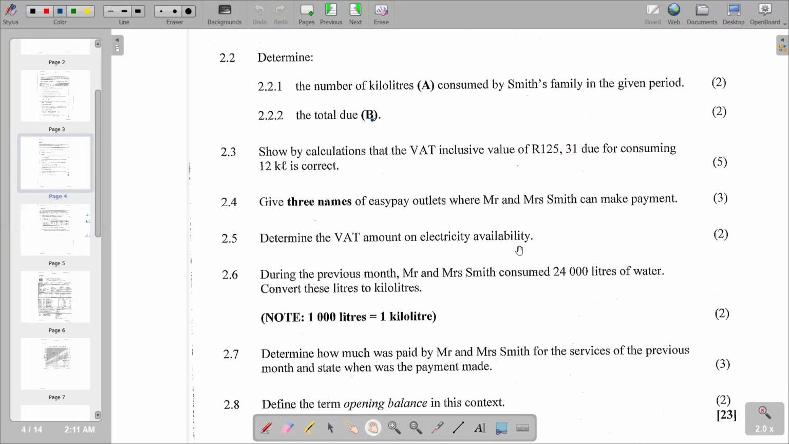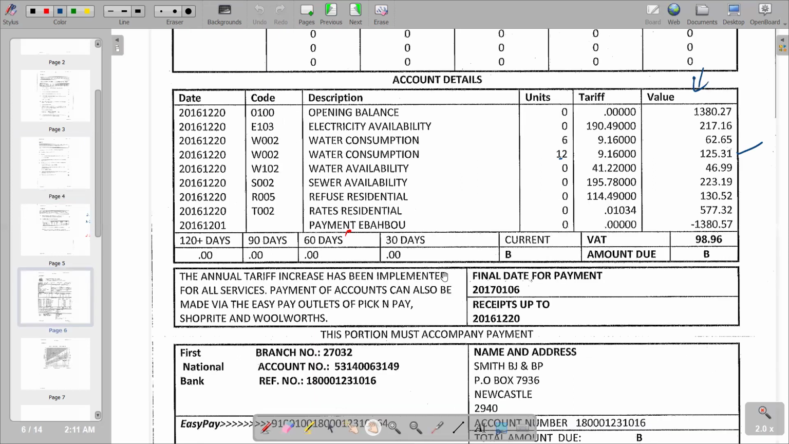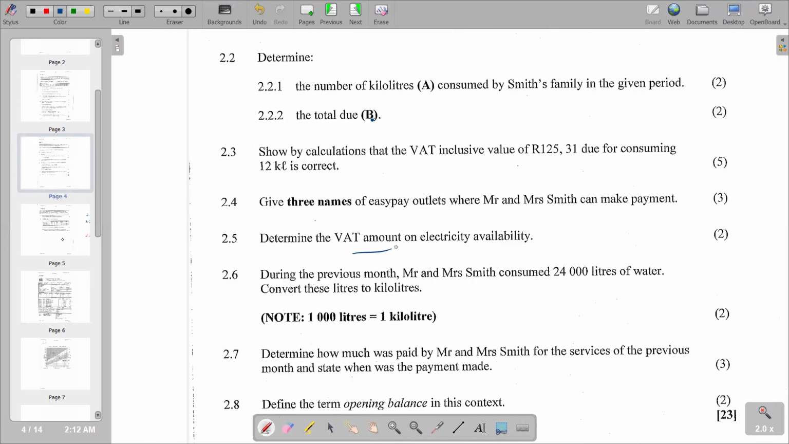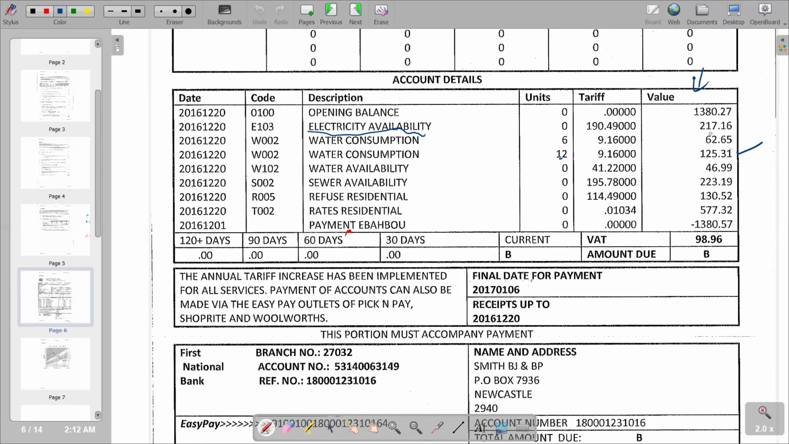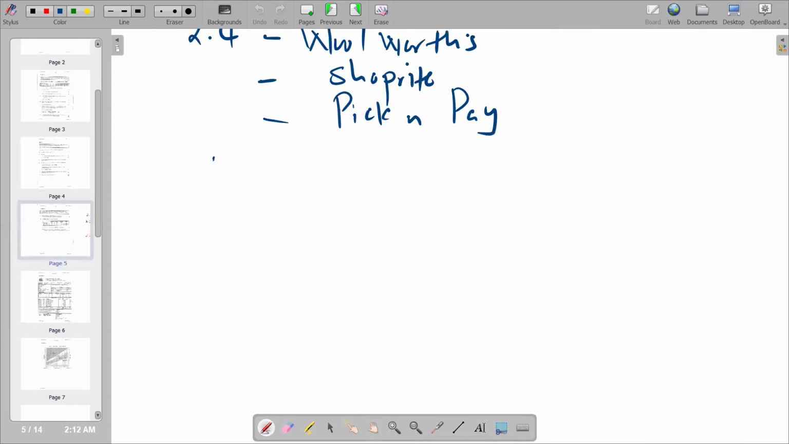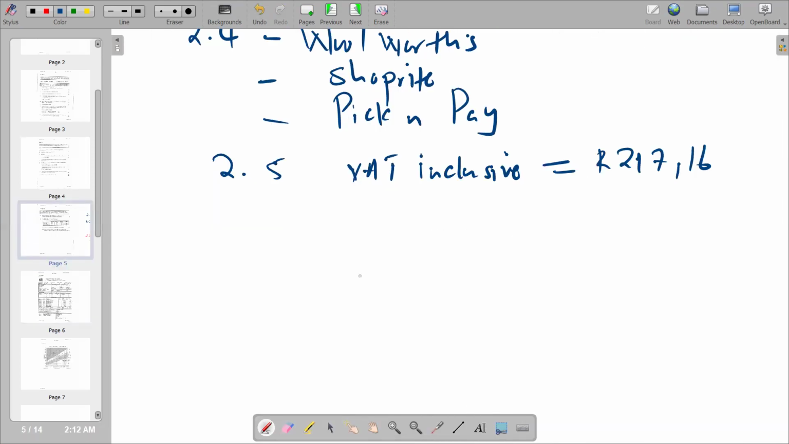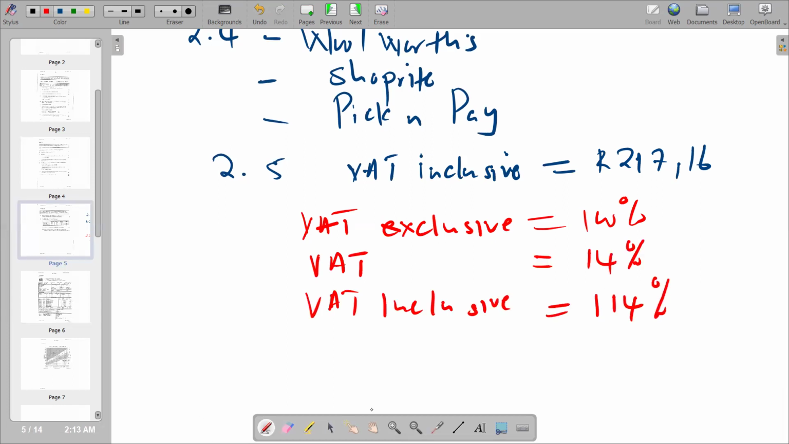2.5 says determine the VAT amount on electricity availability. So we come here, we see that electricity availability, we have it here, VAT amount. So we have our value, we have got VAT inclusive, is 207, 2.5, and we are saying VAT, the amount is 217.16 cents. So this is what we have. So basically, remember VAT inclusive, we can try to understand it from the point of view how the VAT becomes which is 10%. So this is the scenario that we are having.